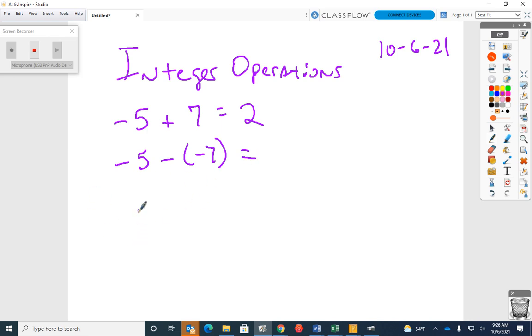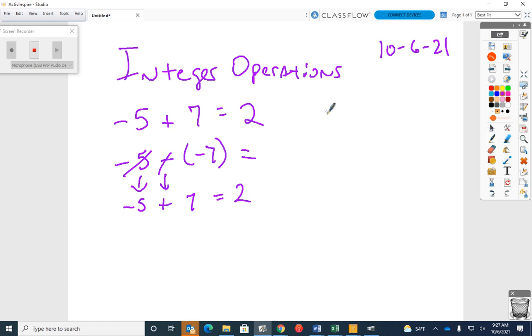And then when we have subtraction, if we had something like this, is this normal subtraction? No. So what's my rule for not normal subtraction? Anybody remember? Copy, change, opposite. So this stays the same, this becomes addition, and what's the opposite of -7? +7. All we did was change subtraction into addition, and we made it easier.